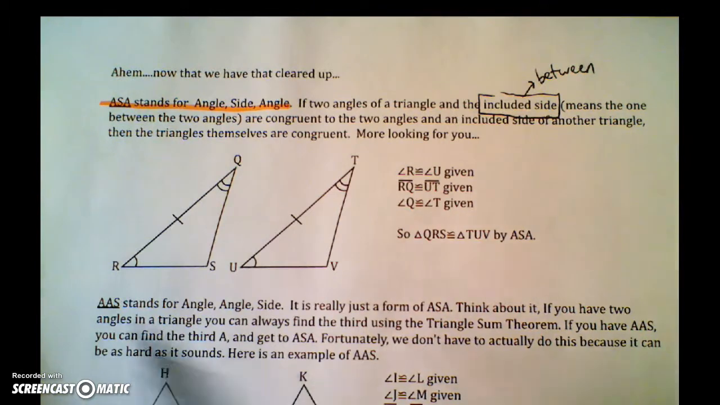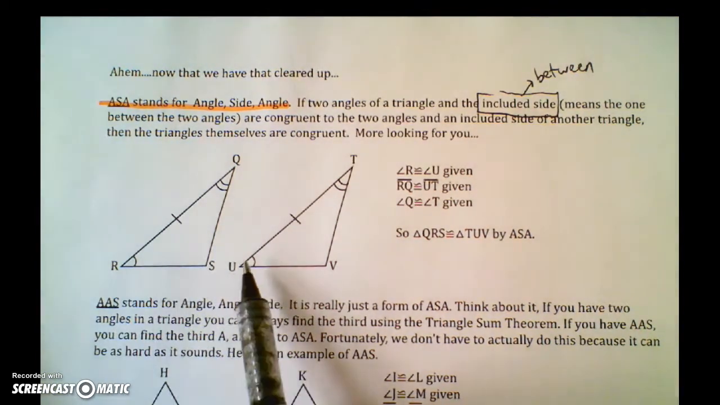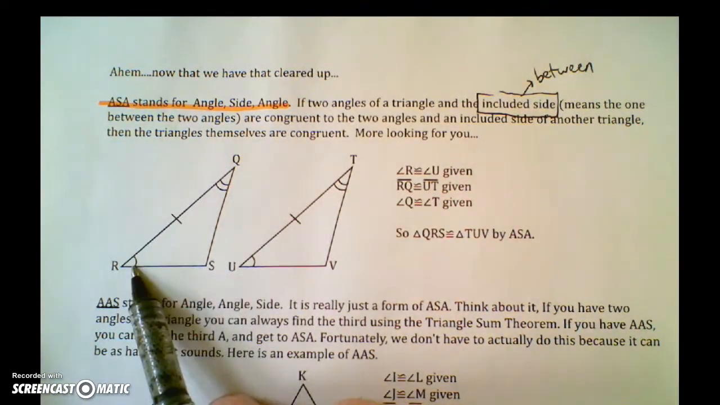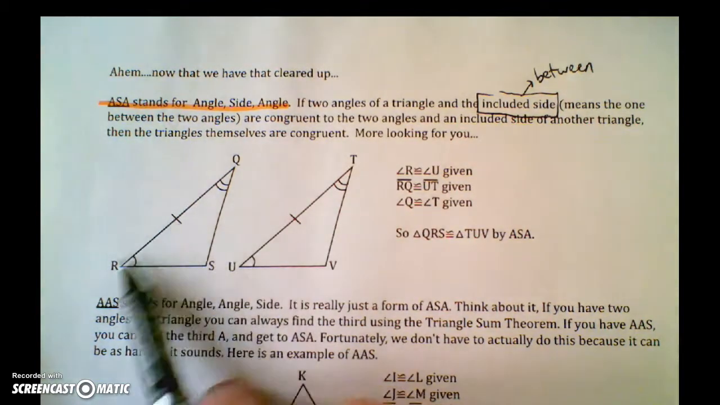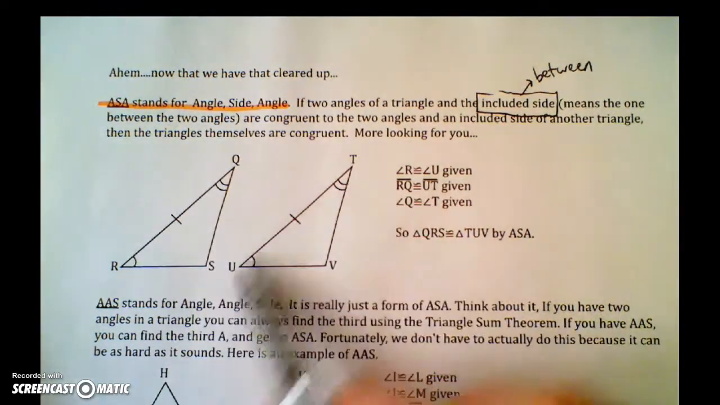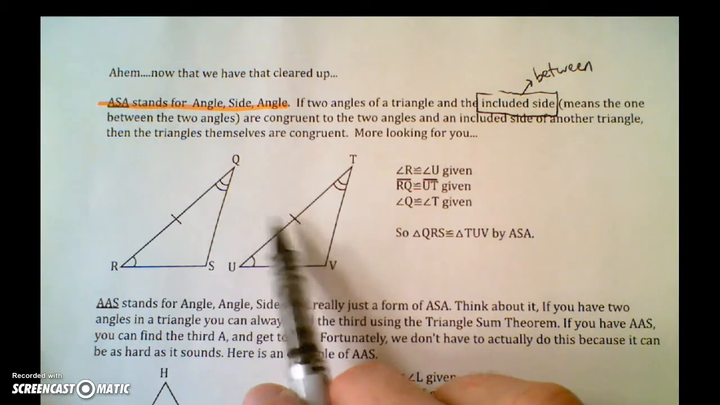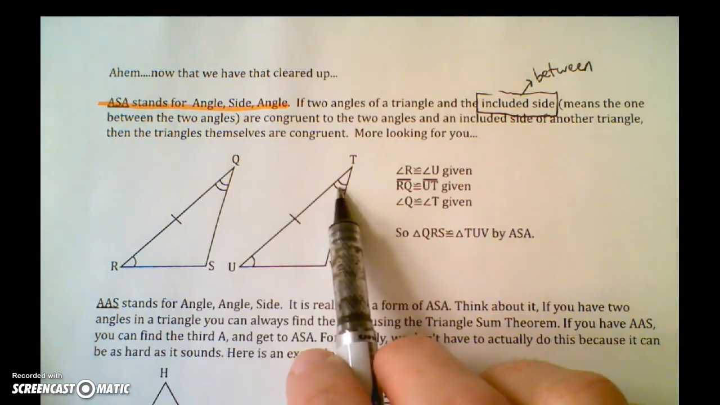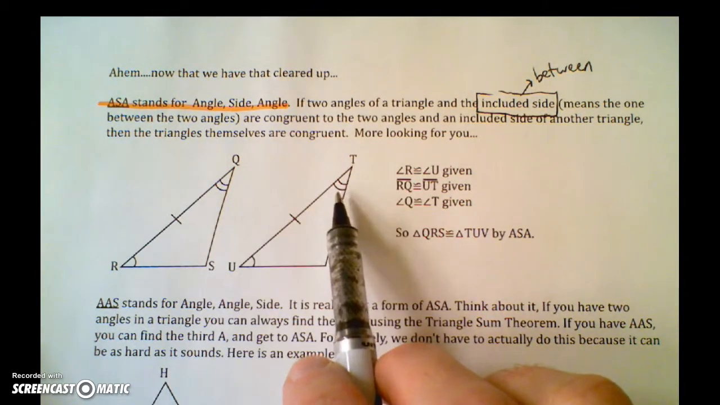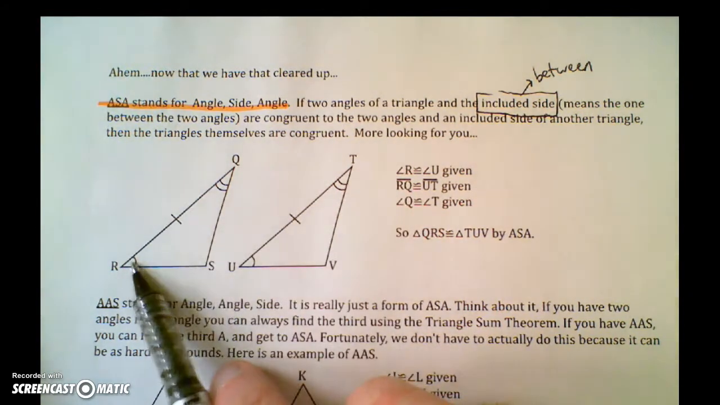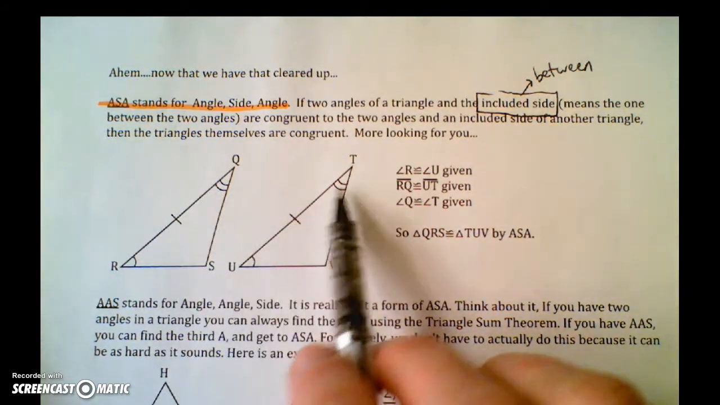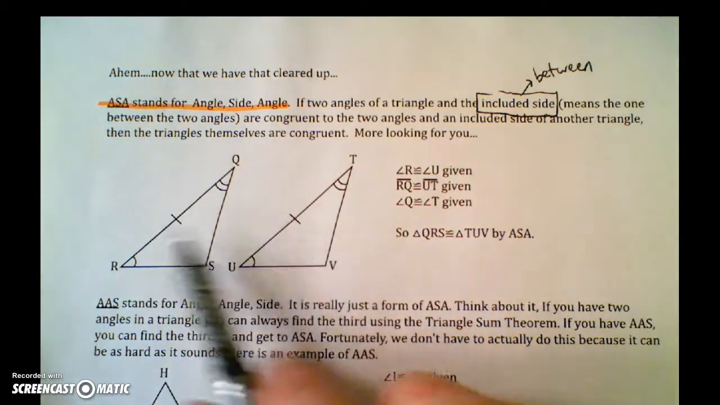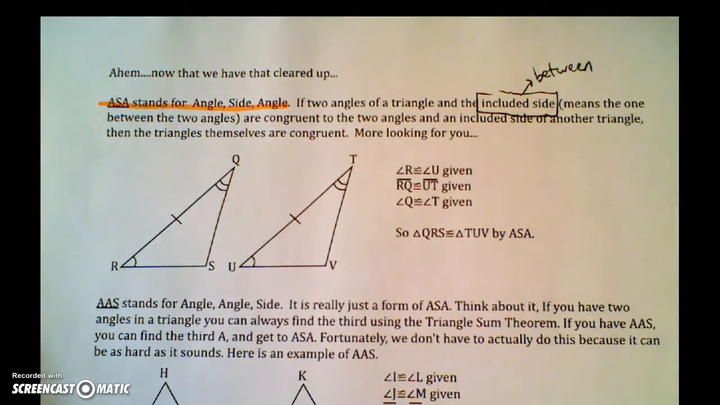So here's more for you to look for. I have angle R congruent to angle U, which is given to you because the angles are marked with the little arcs. RQ is congruent to UT because they have one tick mark. And angle Q is congruent to angle T because they have two arcs. So if this is all possible, you have angle, side, angle, angle, side, angle. These are triangles that are congruent because they have these matching pieces.